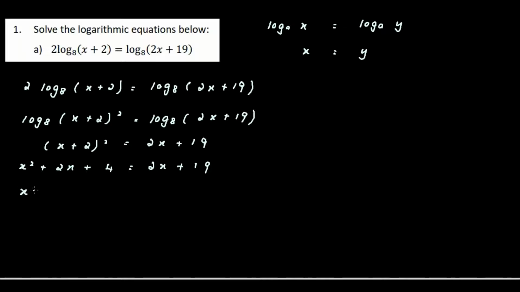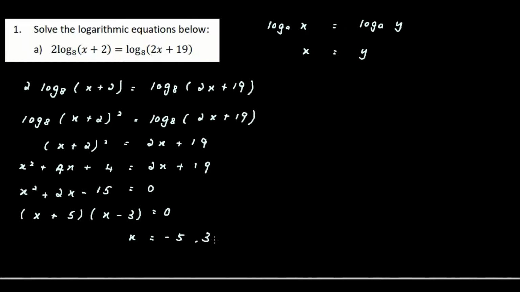When we rearrange and solve it, we'll get x squared, sorry, this is 4. Okay, so we'll be able to get x squared plus 2x minus 15 equals 0. Okay, so (x plus 5)(x minus 3). So we'll be able to get x equals negative 5 and x equals 3.